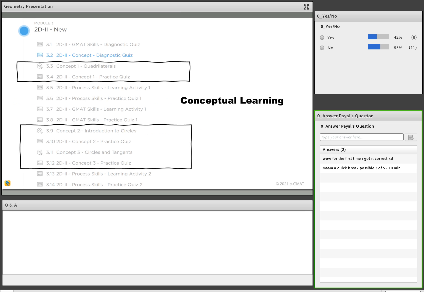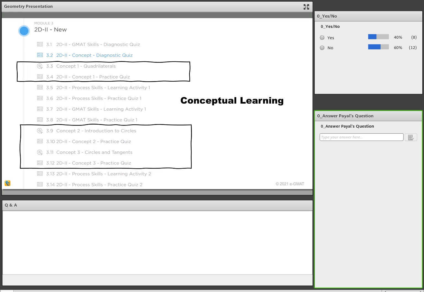Now, how do you build your conceptual learning? You build your conceptual learning by going through the concept files that have been specially created in each and every module. So I'm going to give you an example of the 2D2 module, for which you also have some component in the free trial. In the first 3.3 files and 3.4 files, we teach you the concept pertaining to quadrilaterals, and then we test you whether you have gotten that concept well or not. Then you see 3.9, 3.10, 3.11, 3.12. Again, all of these are concepts pertaining to circles and then circles and tangents, right? So you build your conceptual understanding.